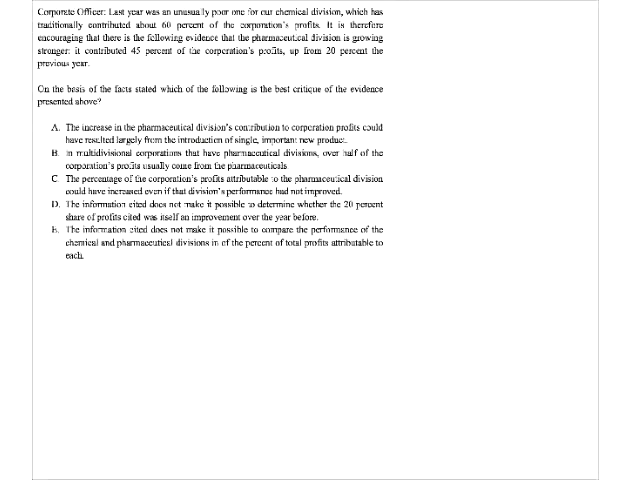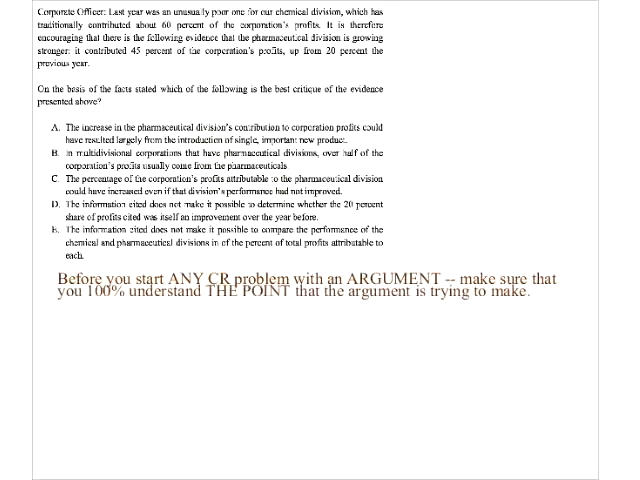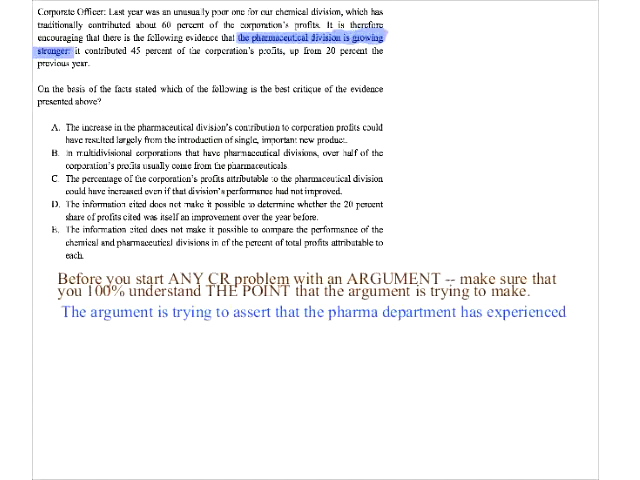So before you start any of these problems, let's analyze this real quick. Before you start any critical reasoning problem with an argument, make sure that you understand absolutely 100% the point that the argument is trying to make. So the point that the argument is trying to make here is that the pharmaceutical division has experienced absolute growth. The argument is trying to assert that the pharma department has experienced absolute growth, because that's the only reasonable way to interpret that blue statement up there, and that's the conclusion of the argument.